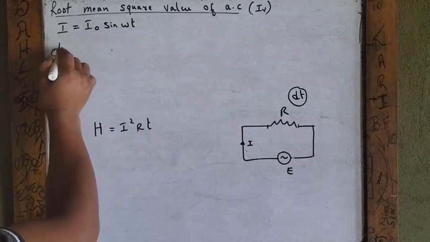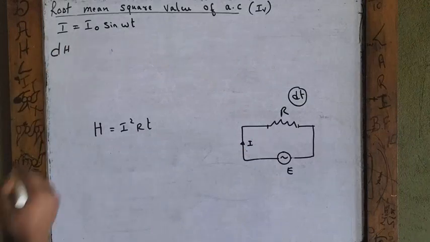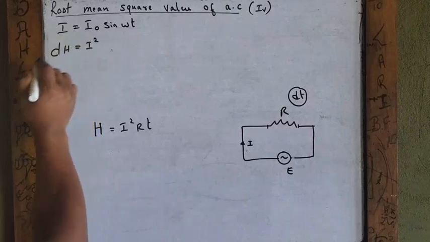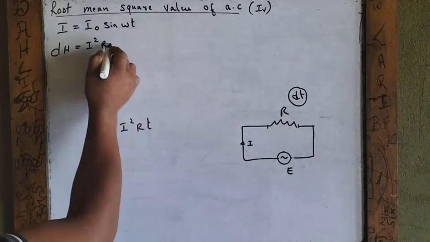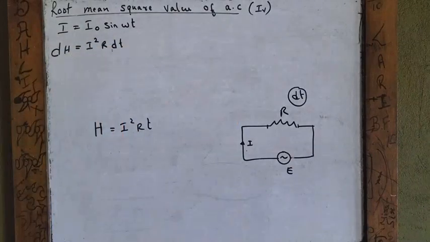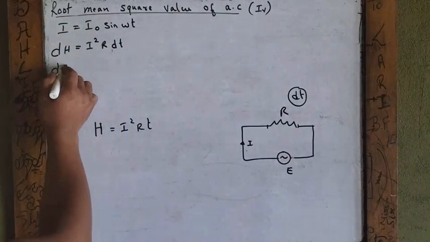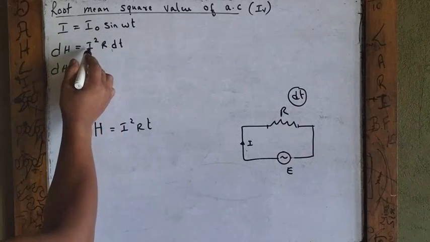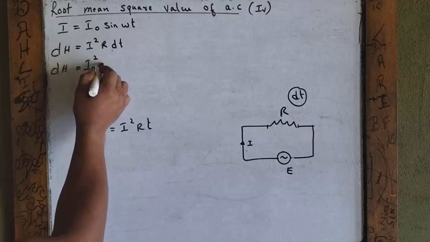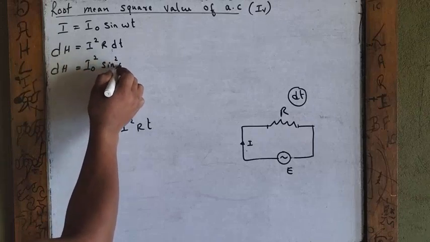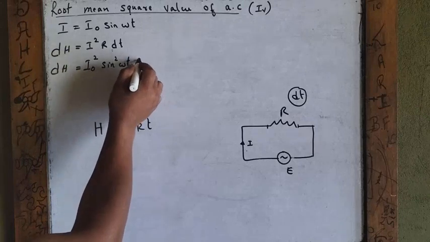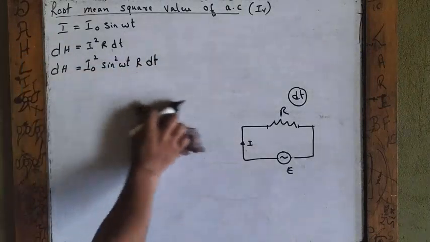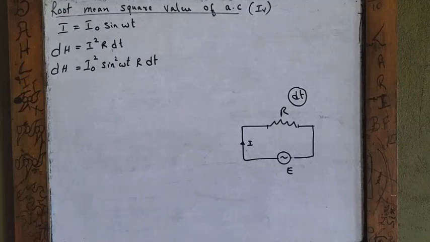And that small heat is written as dH. Following this equation, I can say dH is equal to I square R and the time is dt. Or I can say dH is equal to, instead of I, you write I naught sine omega t. With this square, it becomes I naught square sine square omega t and then R dt. So this is the small heat which is produced in the resistance R for a small time dt.